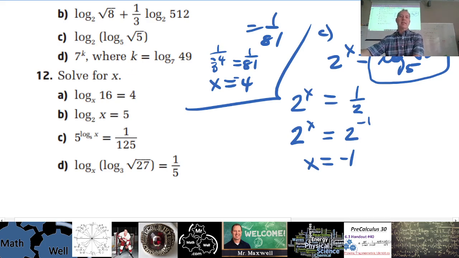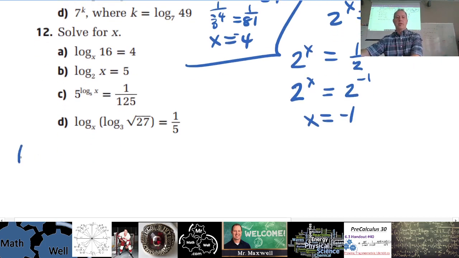Okay, solve for x. Again, these are easy. I think these are super easy. Going from log to exponential, super easy. It's almost too easy. This is like grade 8 stuff. X to the 4. No, not grade 8? Okay, you're right, grade 6.